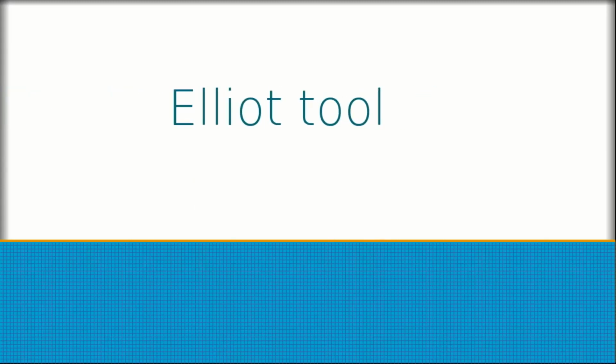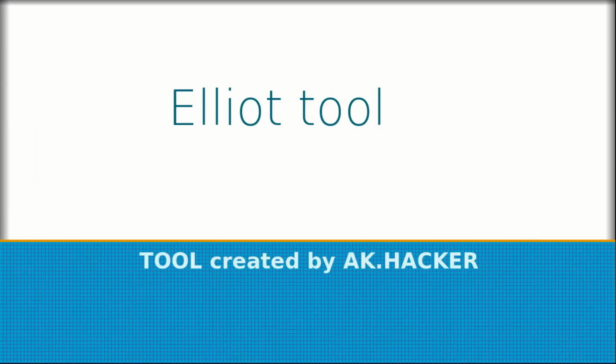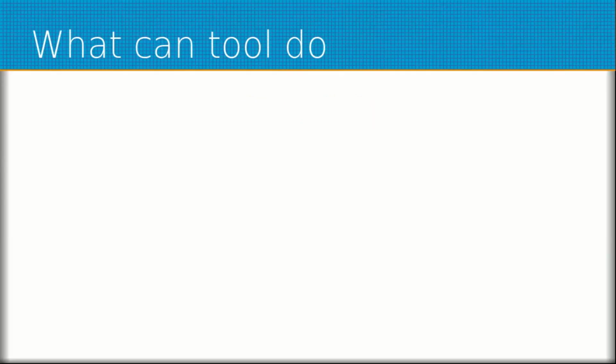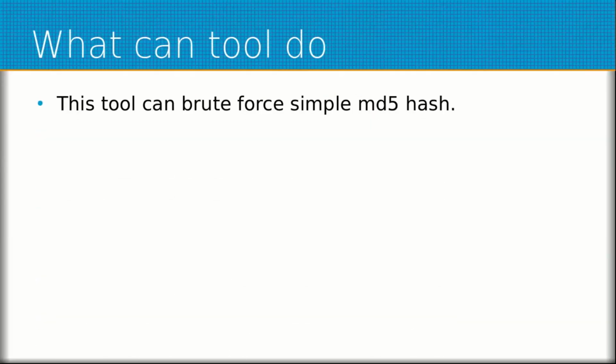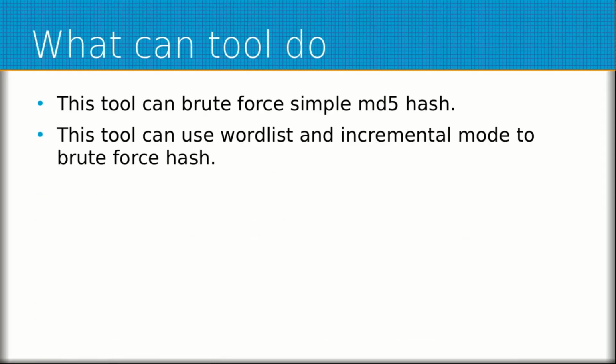Okay, let's start. The tool name is Elliot tool, and maybe I will change the name in the future, but for now the tool name is Elliot. Like other tools, it can crack MD5 hash, and it can use a wordlist, and it can use incremental mode to crack the MD5 hash. And what is incremental mode? Basically, incremental mode uses all the combinations of lowercase alphabets, uppercase alphabets, and other symbols to crack the hash. You can also get all these things in the John the Ripper tool.